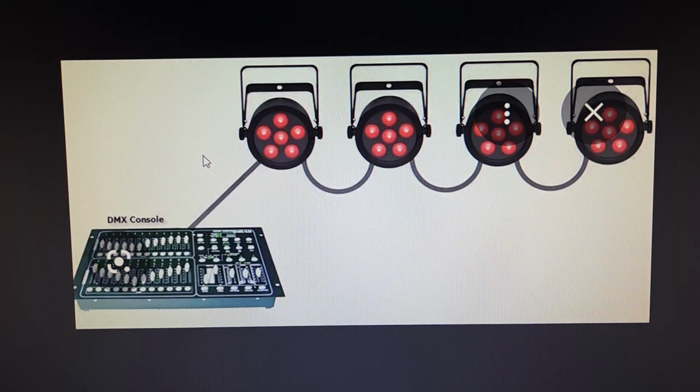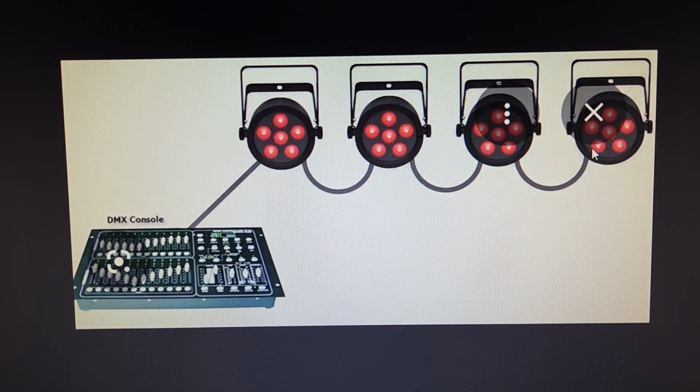Daisy chaining. Often in stage lighting, lights are daisy chained, meaning that we're just hooking one light to the next light. For example, here's your lighting controller. The controller sends the signal out and into the light. The light sends the signal out into the next light. The next light sends the signal out into the next light. And then that light sends the signal out into the next light, or the last light in the chain.